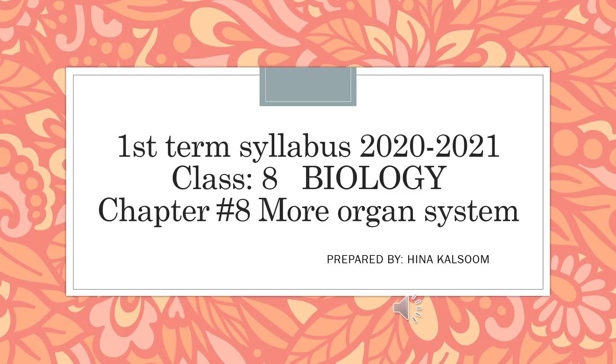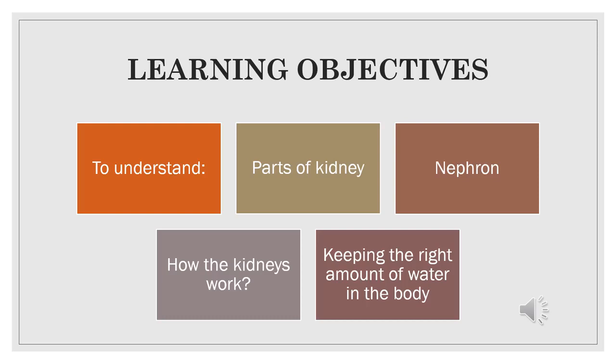As you know, we have already started our syllabus of Unit 8, More Organ Systems. Today we will continue our Unit 8. Dear students, today the learning objectives are to understand parts of kidney, nephron, how the kidneys work, keeping the right amount of water in the body.